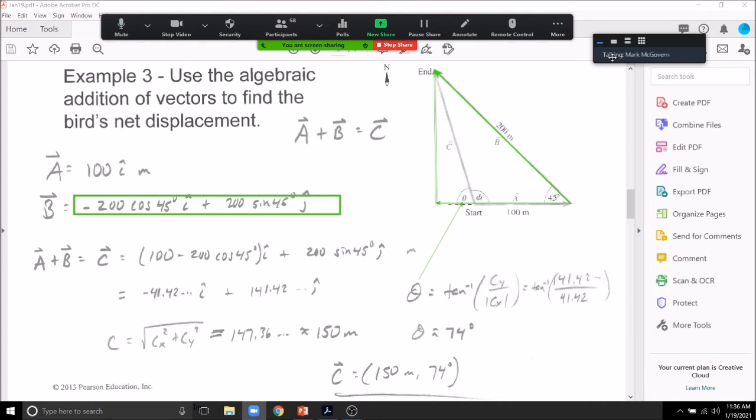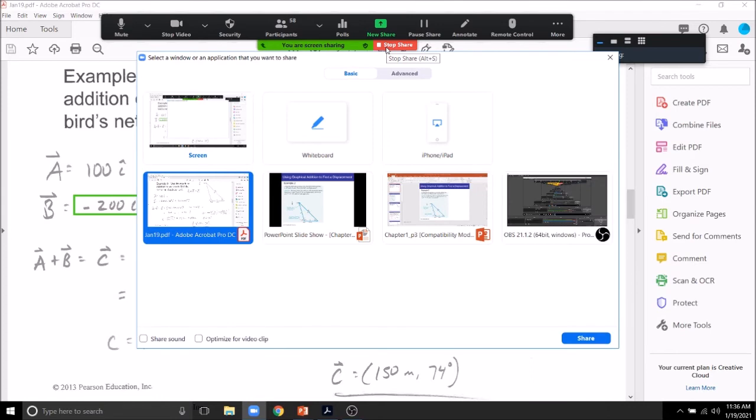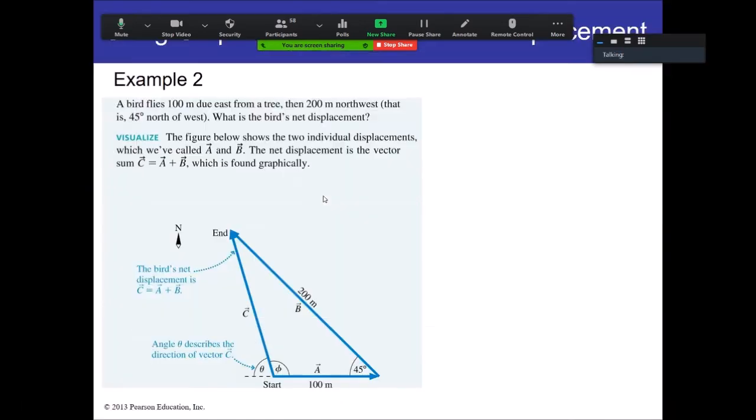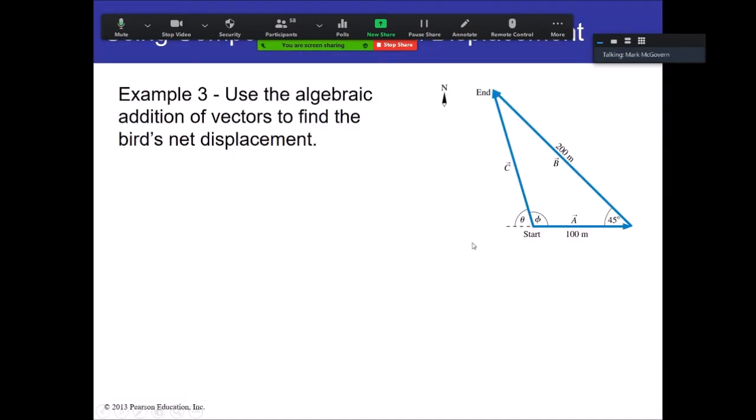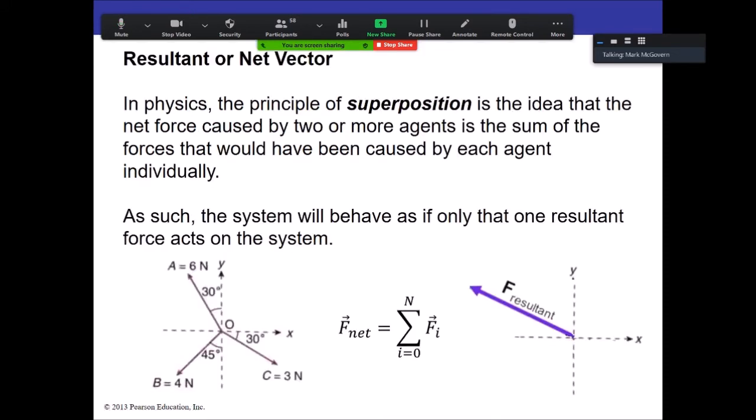Okay. Anything else? All right. Let's keep moving. Let's keep pushing through here. Did this one. All right.